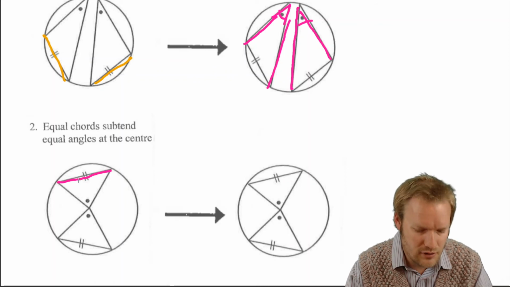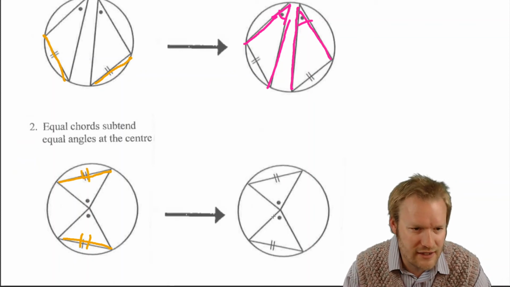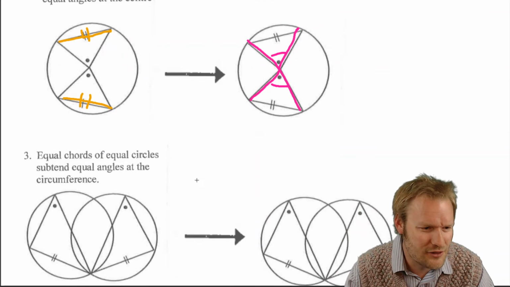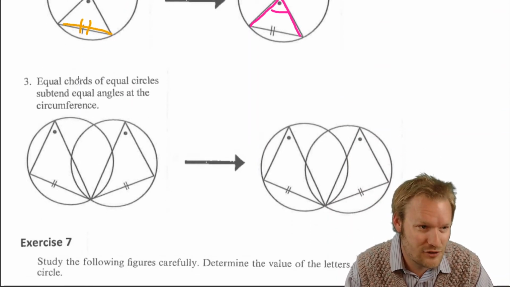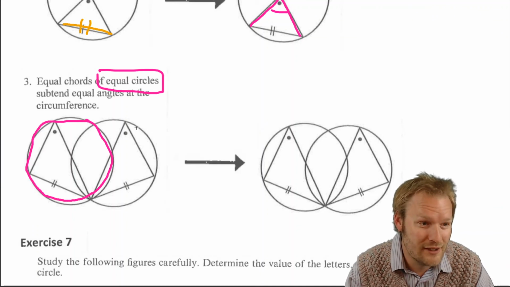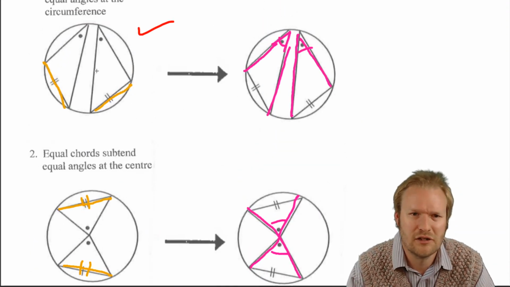Well, if you've got equal, let's do this in yellow as well. If you've got equal chords, then if you create an angle at the center, well, clearly they just look equal, don't they? I mean, that's terrible logic, but they're equal. And there's a third one, and that is if the circles are exactly the same. So this one's saying equal circles means that circle, I'm not going to draw these very well, am I? That circle and that circle, if they're the same circle, well, then it just looks like this scenario all over again, doesn't it? Because the circles are the same.